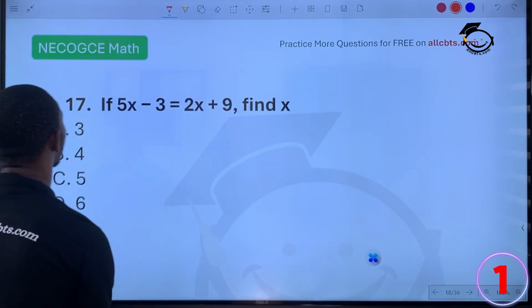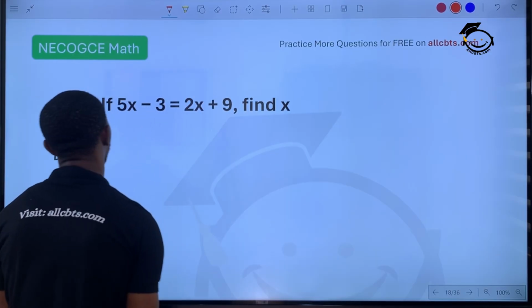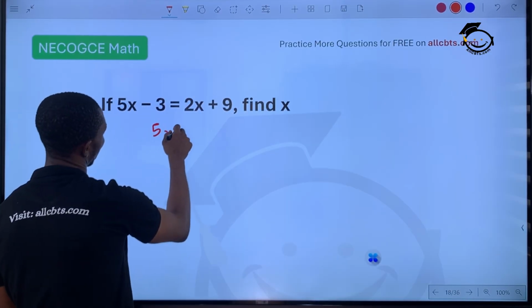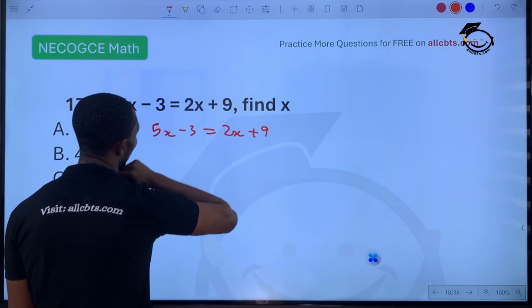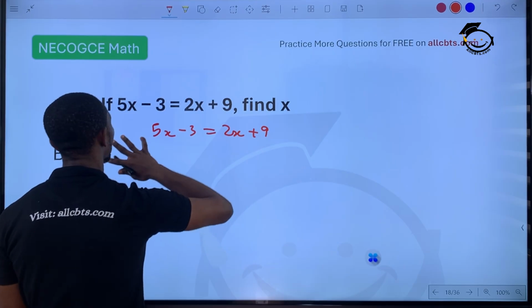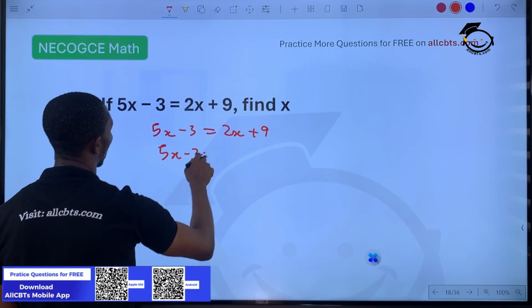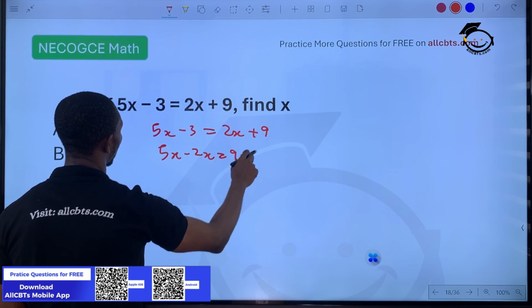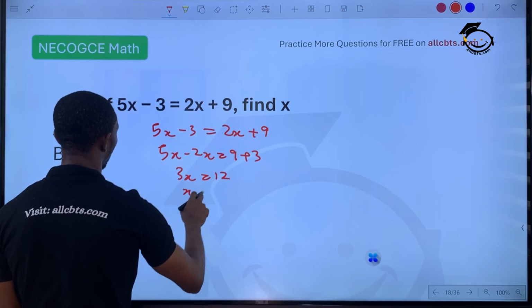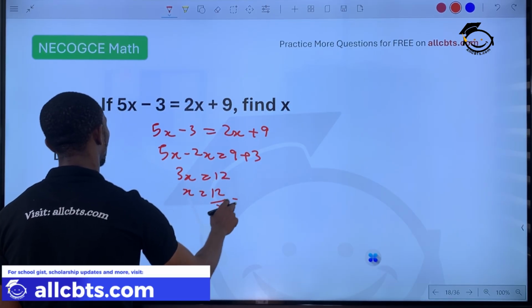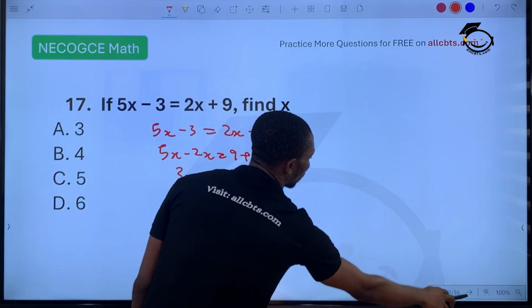If 5x minus 3 equals 2x plus 9, find x. So we have 5x minus 3 equals 2x plus 9. So this becomes 5x minus 2x equals 9 plus 3. 3x equals 12. x equals 12 over 3, which is 4. So the value of x is 4.